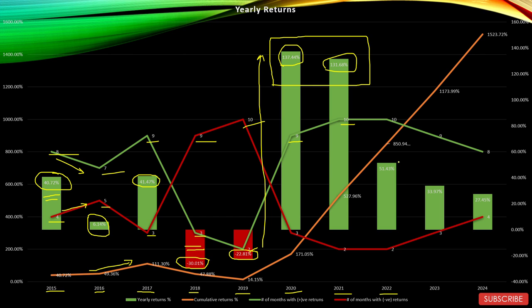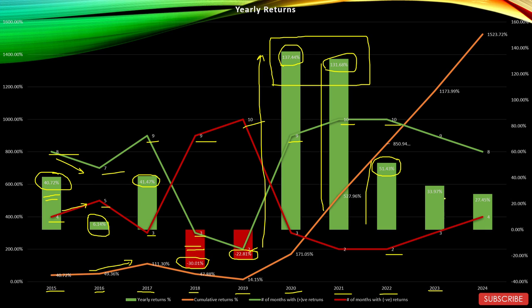2022 was a very good year with 51.43% returns. Although in comparison to these tall, big towers it is looking very small, still 51.43% is a very good return for any sector in any given year. In 2022, it gave positive returns in 10 months and negative in only 2.